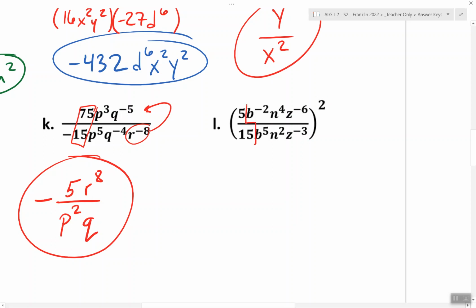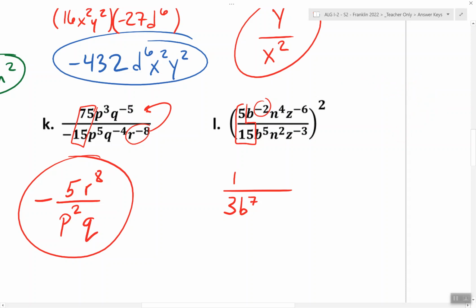So we got 5 over 15. That's going to reduce to 1/3. Now let's look at the b's. So this negative 2 means it needs to go to the bottom. So you can think of that, those two are going to go to the bottom and join the 5 that are already there. So that's going to be b to the 7th on the bottom. Or you can think negative 2 minus 5, that's negative 7. So that means since it's a negative exponent, it goes to the bottom of a fraction bar. Either way, we get b to the 7th on the bottom.